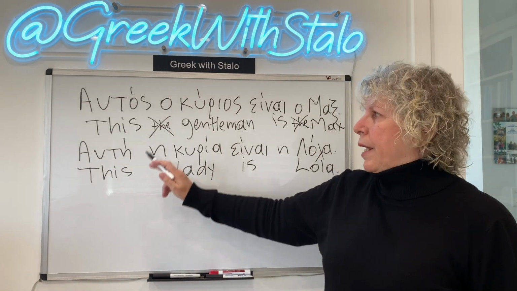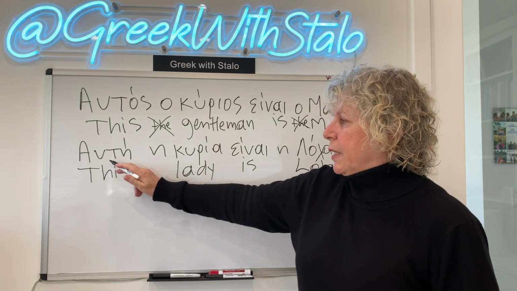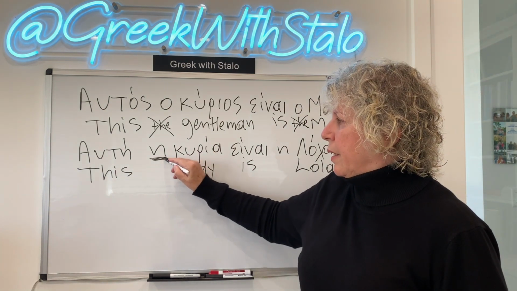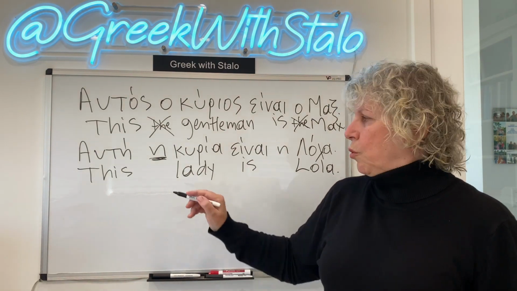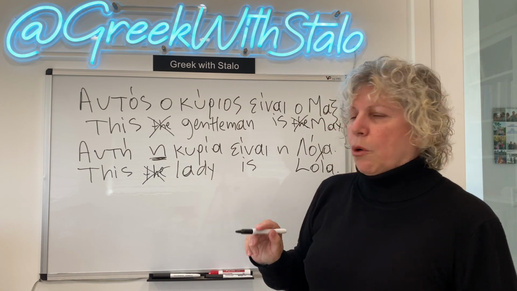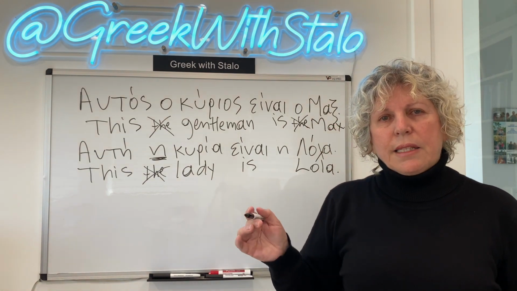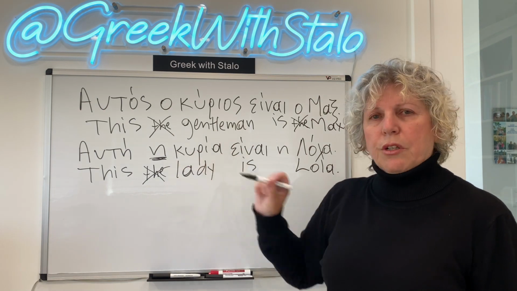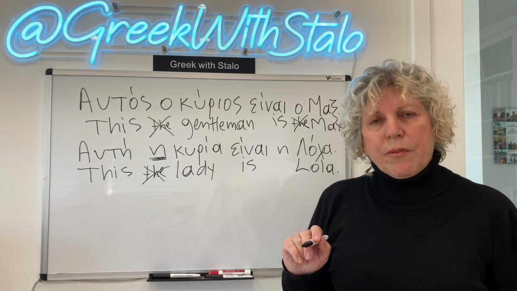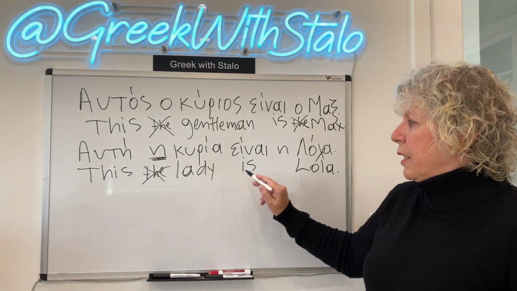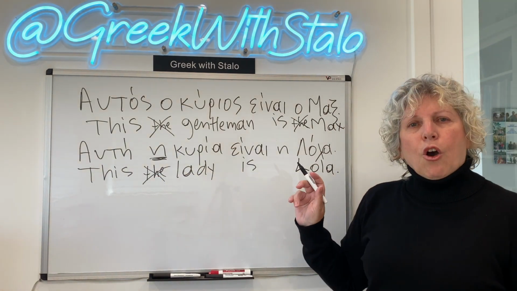The same thing here as before. Αυτή η κυρία, we need the definite article here in Greek, but in English we don't use the. We don't use it here. So we don't say this the lady, but just this lady. But in Greek you have to use the definite article with afti. So this lady is Lola.